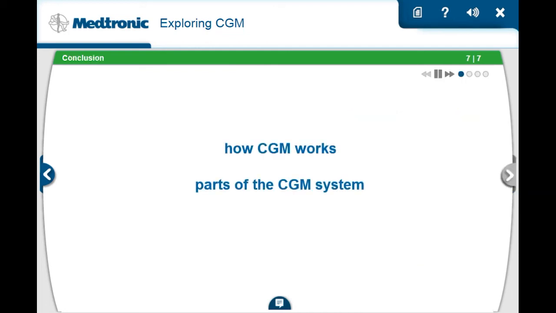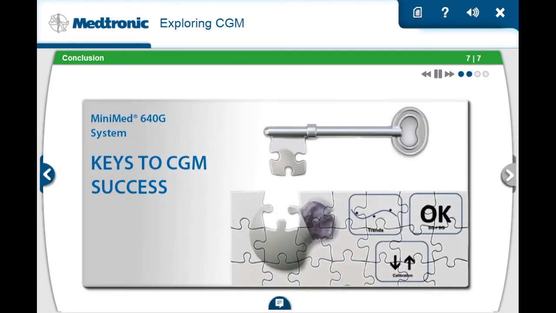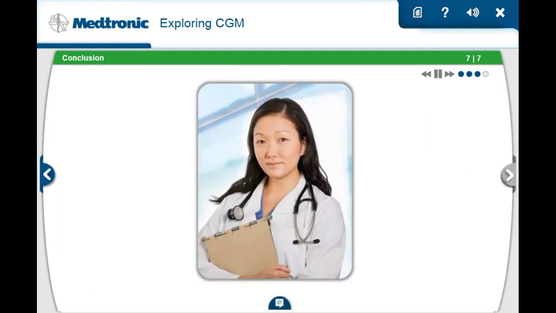You've reached the end of the Exploring CGM course. You've learned how CGM works and the parts of your CGM system. You are now ready to learn how to get the most benefit from CGM in the Keys to Success course. If you have additional questions, please consult your user guide or speak to your healthcare professional.